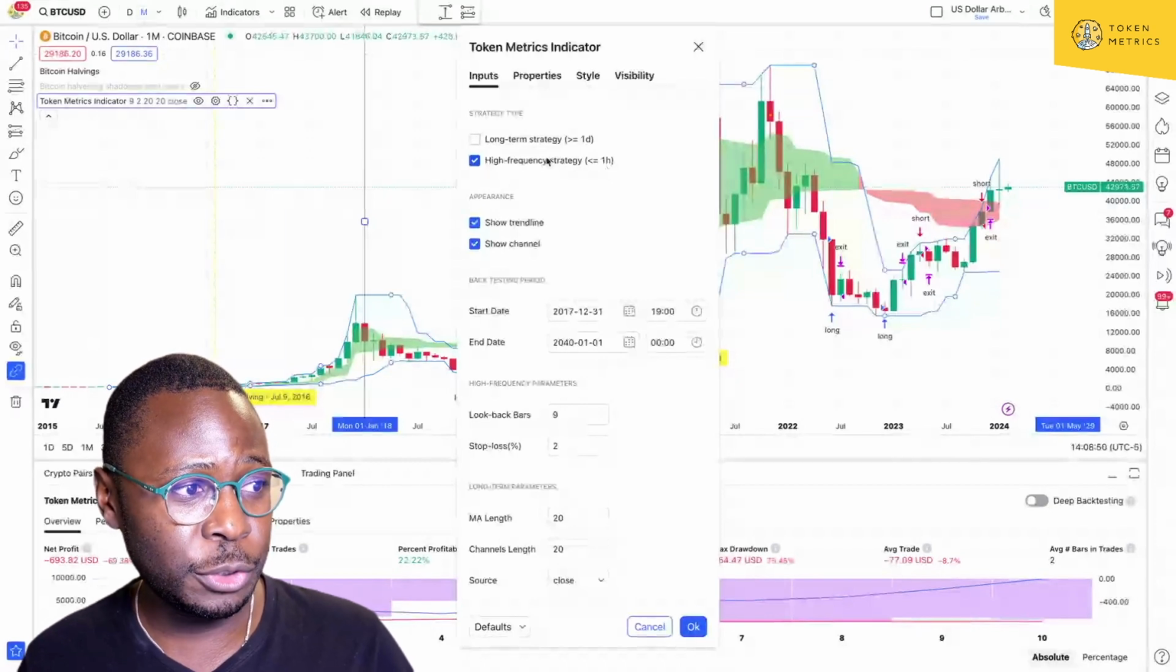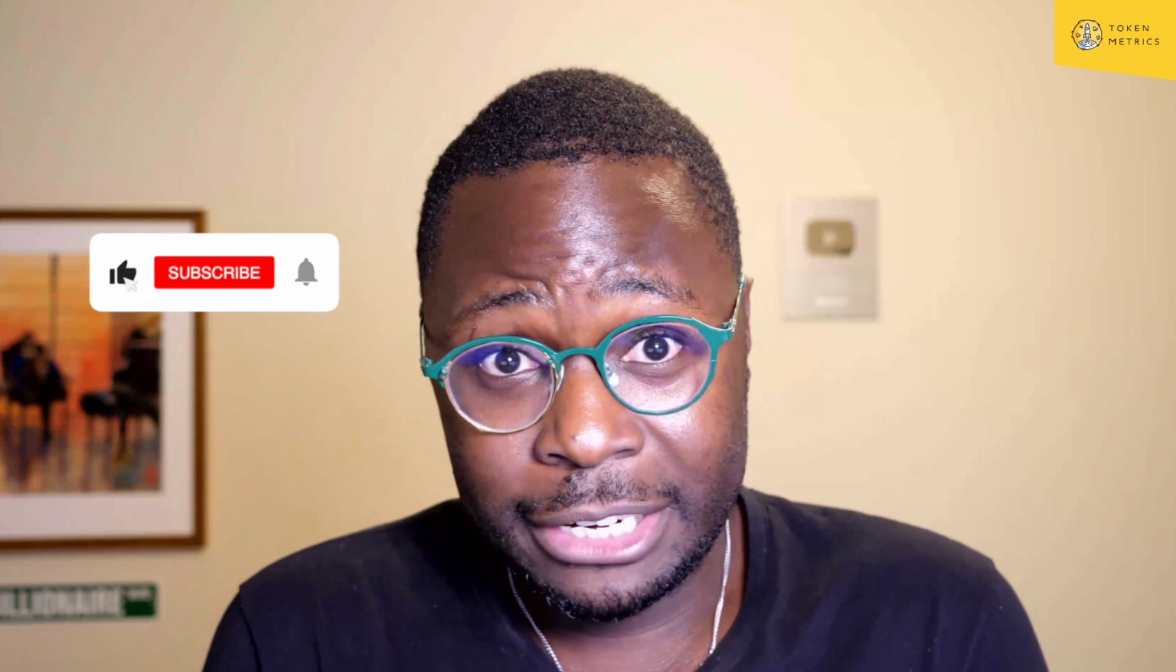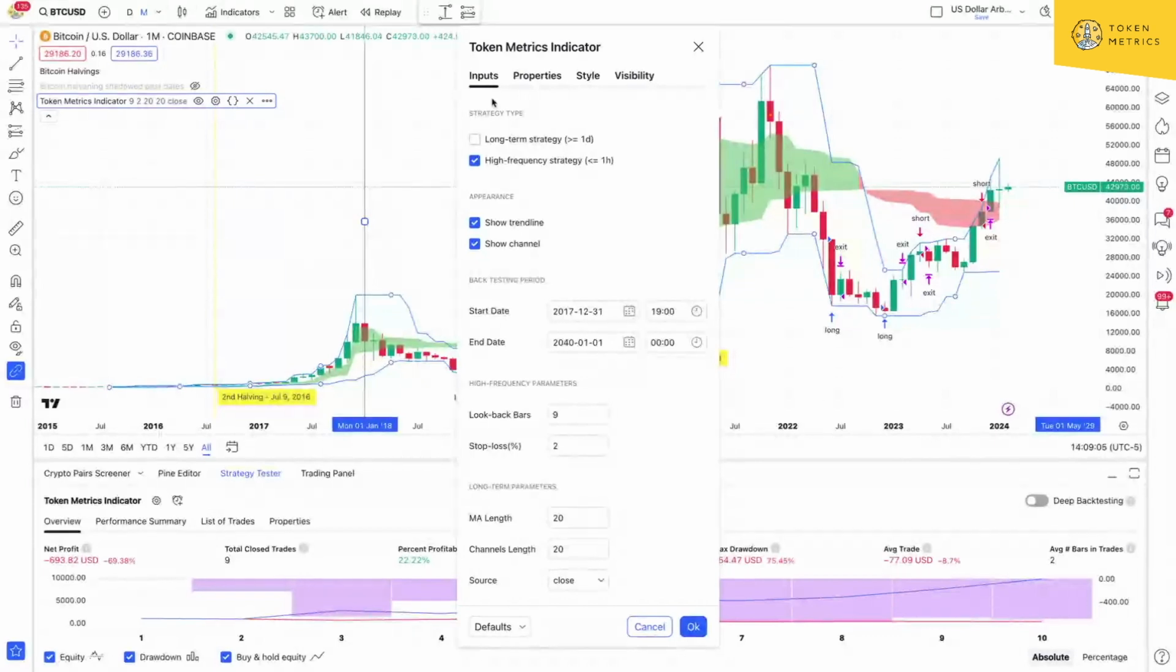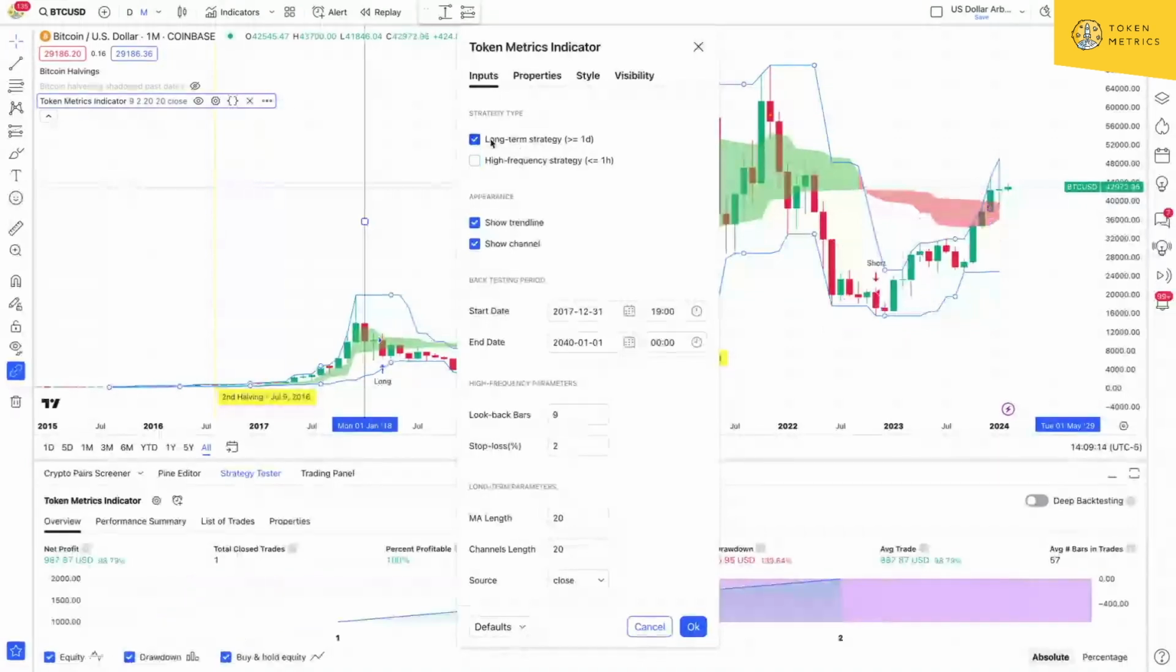So what you do is you come here and modify the inputs to your trading style. Are you a swing trader who's holding for a while, wants to capture the long-term trend, or even an investor? Or are you a short-term trader who's day trading or scalping? Right now, let's look at the long-term trend first. So I'm going to turn off the high frequency strategy, which is day trading, and go to the long-term strategy. Then we come down here.